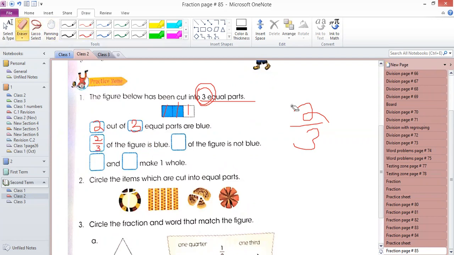And dash of the figure is not blue. So the denominator will be the same, there are 3 equal parts in total, but how many parts are not blue? One part is not blue. So 1/3 of the figure is not blue. Is it clear, guys? Yes.